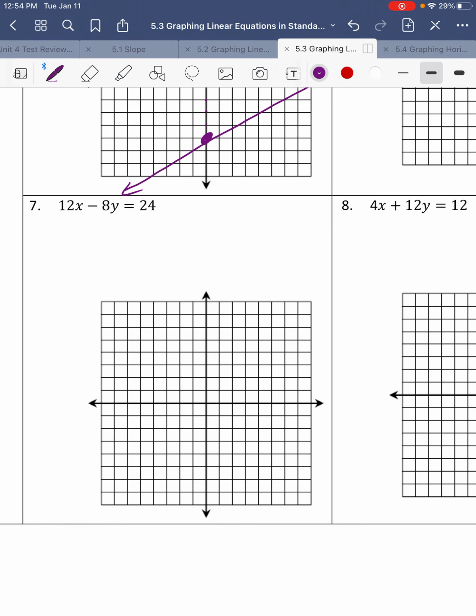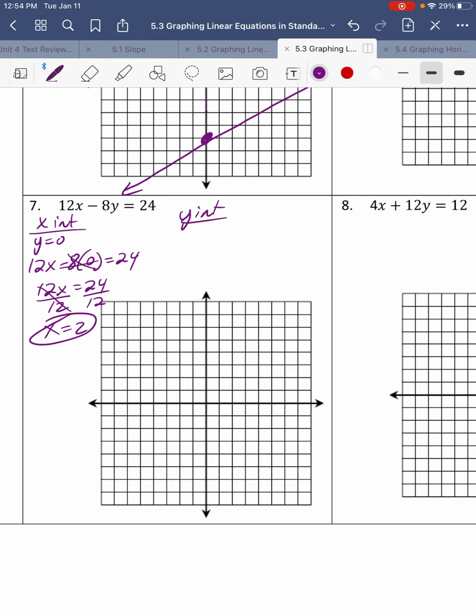All right, number 7. So finding the x-intercept, make y equals 0. So 12x minus 8 times 0 equals 24. All right, that's going to be 0. You get 12x equals 24. Divide by 12. You get x equals 2. That's your x-intercept. And your y-intercept, set x equal to 0.